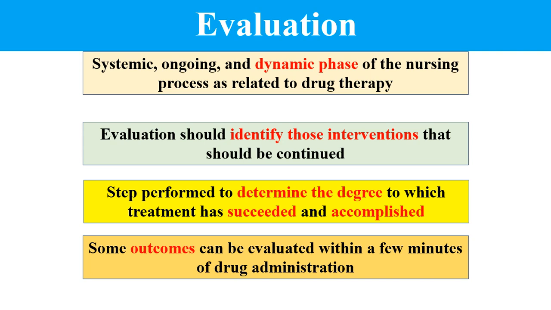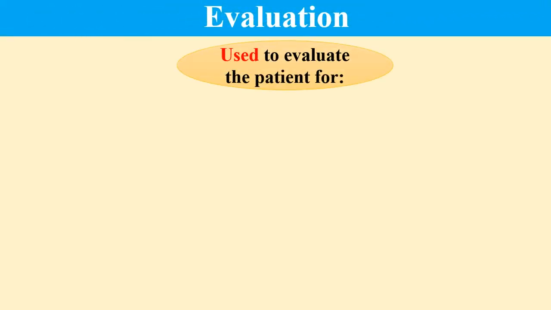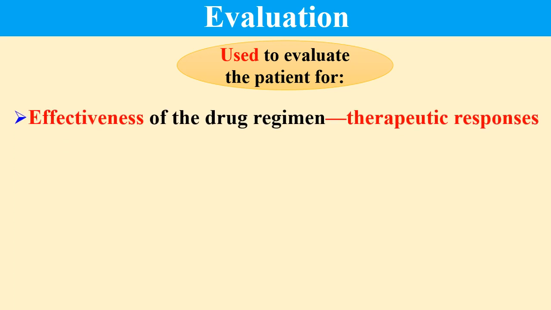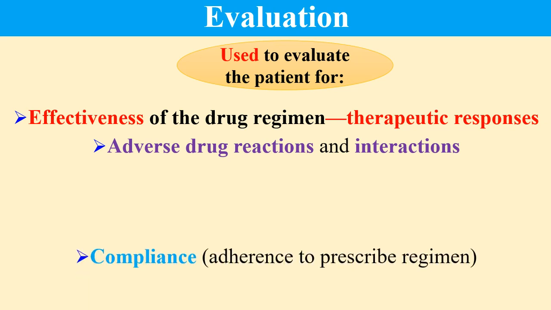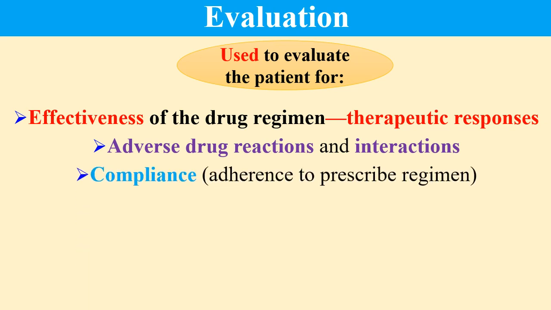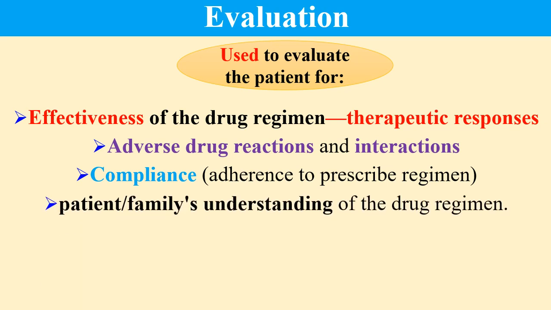Some outcomes can be evaluated within a few minutes to take a decision about drug administration. So, evaluation is used to evaluate the patient for what? First, effectiveness of the drug regimen, the therapeutic response. And second, whether we have adverse drug reactions and interactions. And also compliance, that is adherence to the prescribed regimen, or patient and family understanding of the drug regimen, meaning the system, and satisfaction with the treatment.